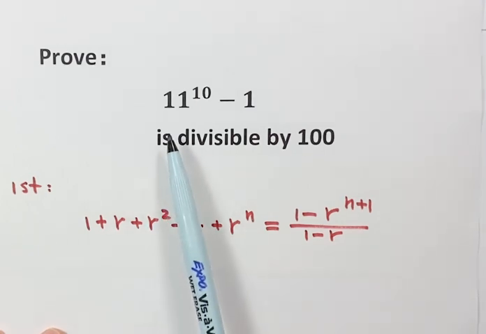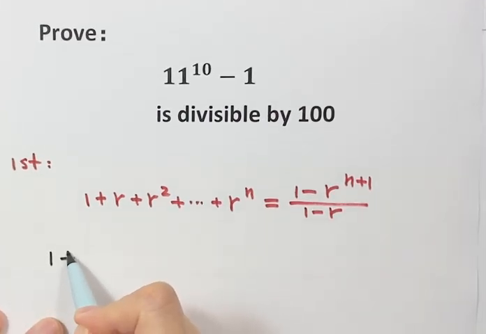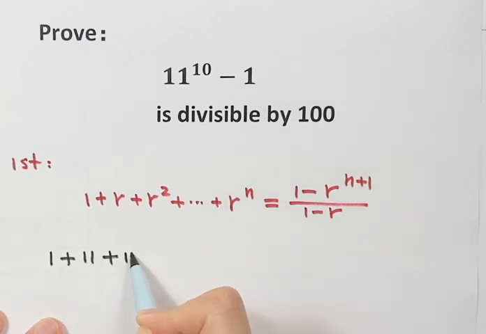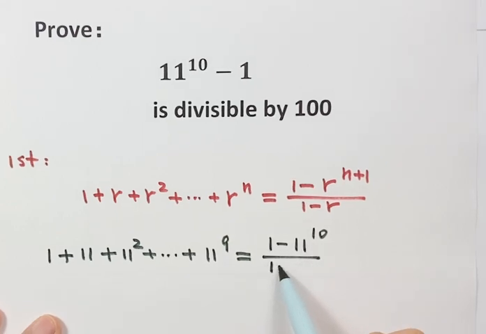Because here we have 11 to the power of 10, we're going to do 1 plus 11 plus 11 squared, up to 11 to the power of 9. Here r is 11 and n is 9. So then apply the formula. We have 1 minus 11 to the power of 9 plus 1, that's 10, and the bottom is 1 minus 11. So the bottom is negative 10, so we multiply both top and bottom by negative 1, and we have 11 to the power of 10 minus 1.